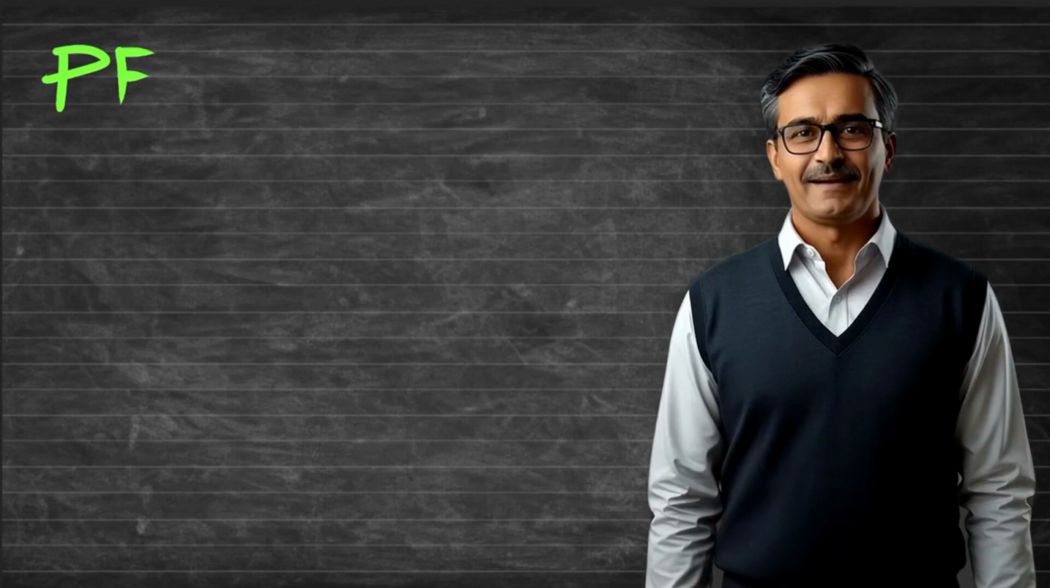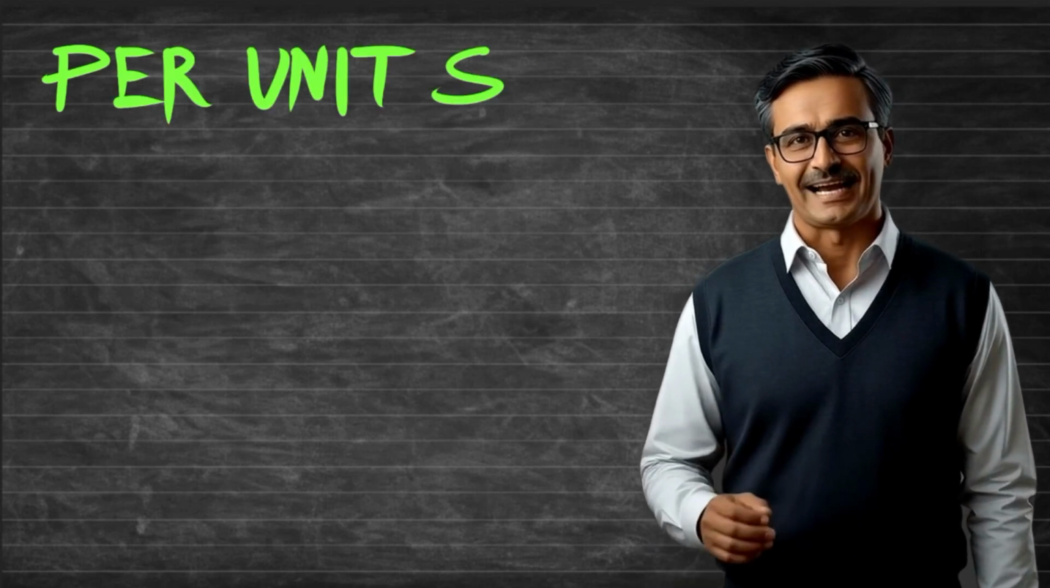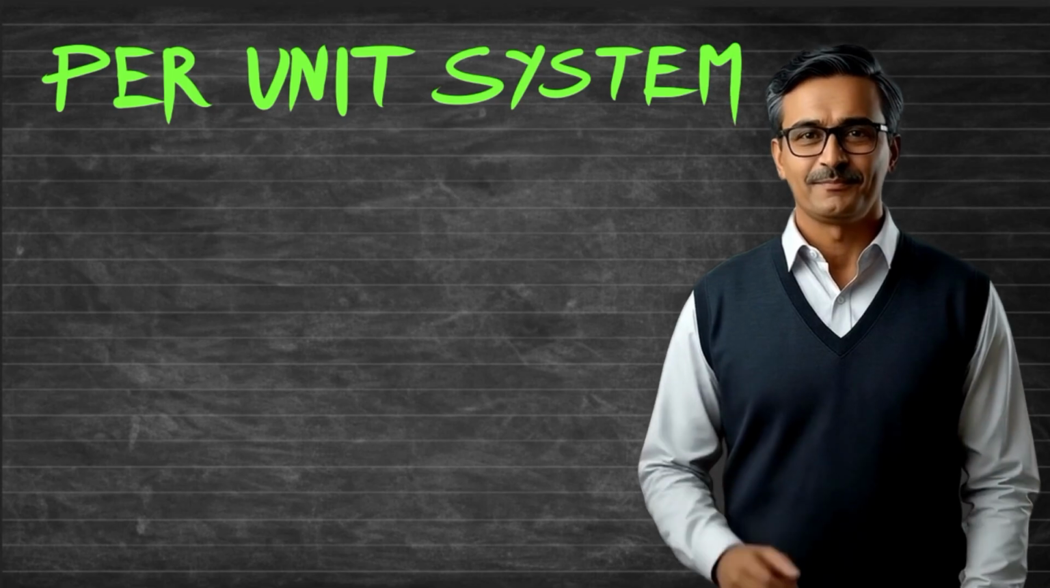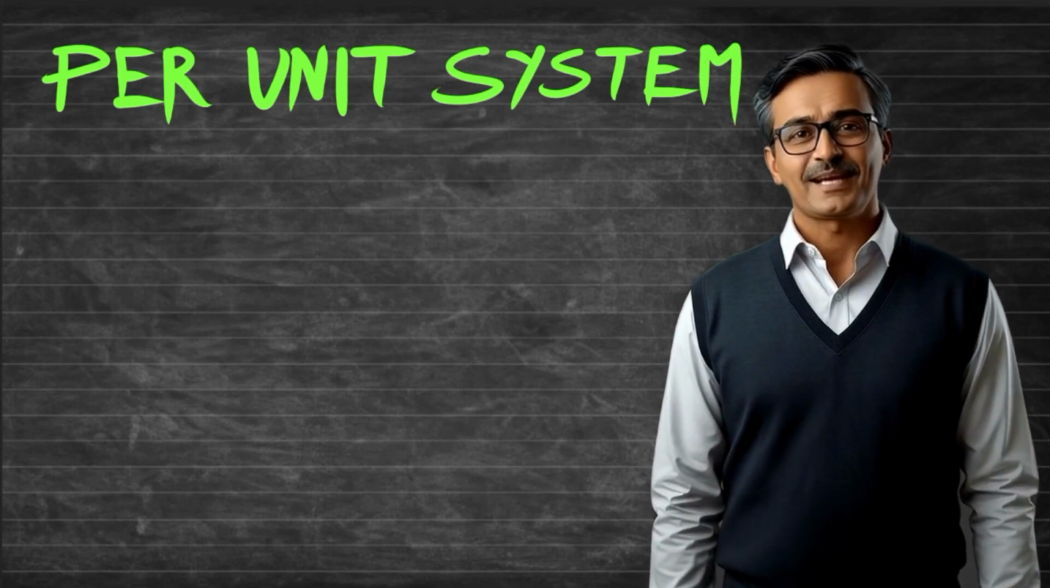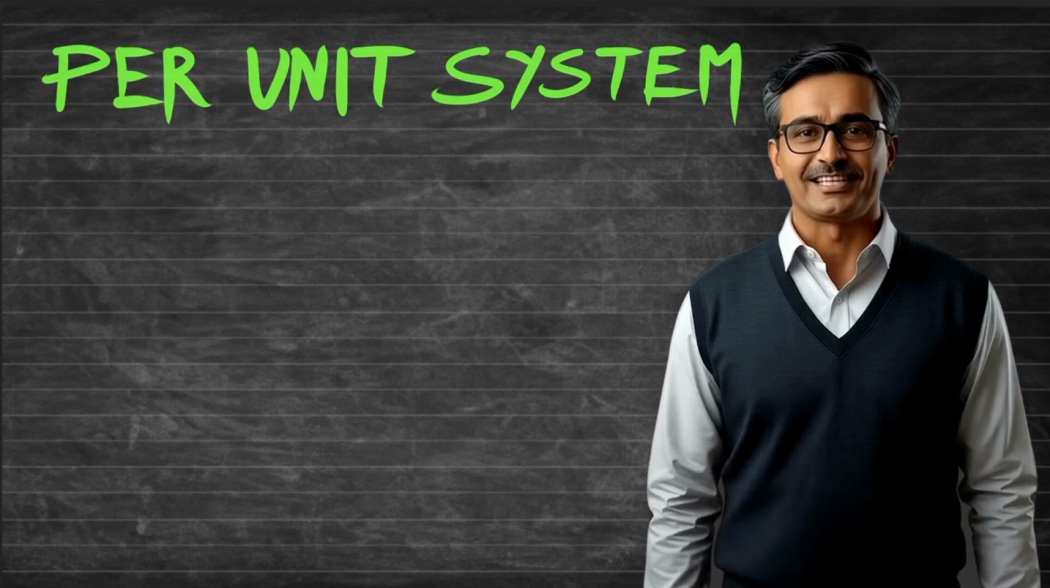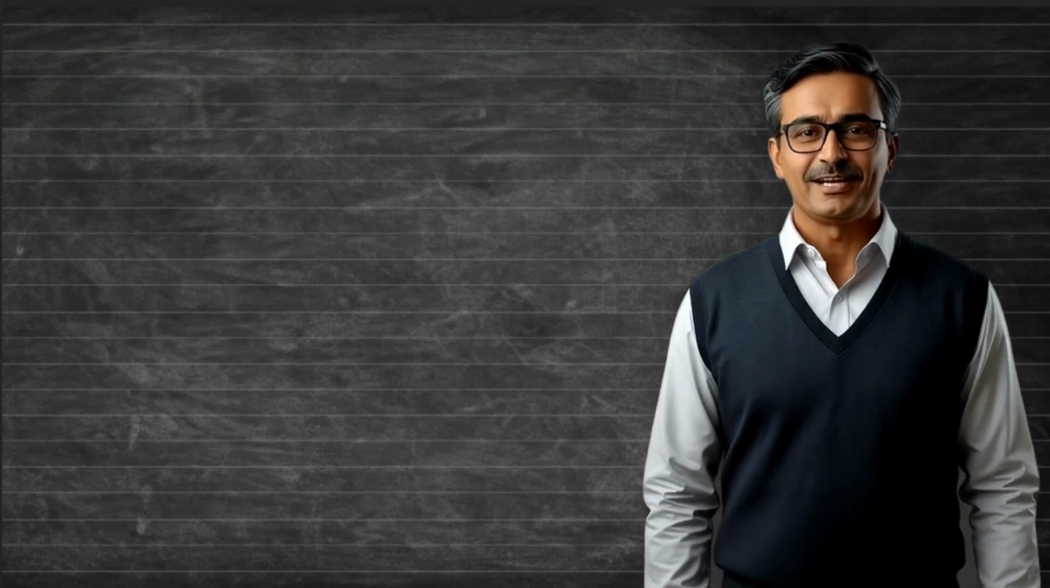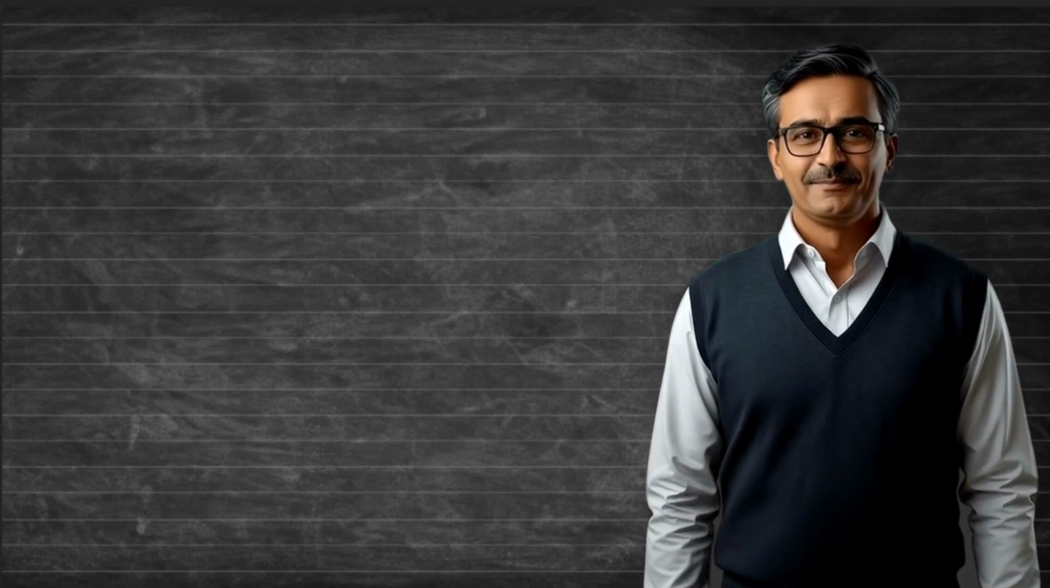Let us have a discussion on the per unit system used in electrical power systems. We mainly use the per unit system to calculate the fault level of a power system, especially when the system consists of different voltage levels.